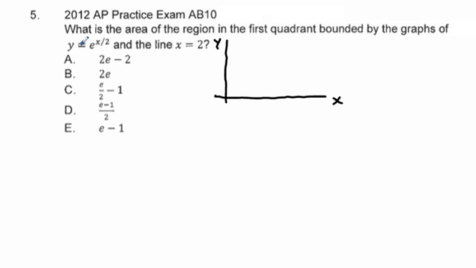So you have y equals e to the x over 2. And so that's really an exponential growth function that's going to look something like this. Okay, so we'll say y equals e to the x over 2. And then the line x equals 2. And so if we come over here to the right, I kind of dotted line that off. And so we're going from the origin 0 to x equals 2. And so that's the line x equals 2.